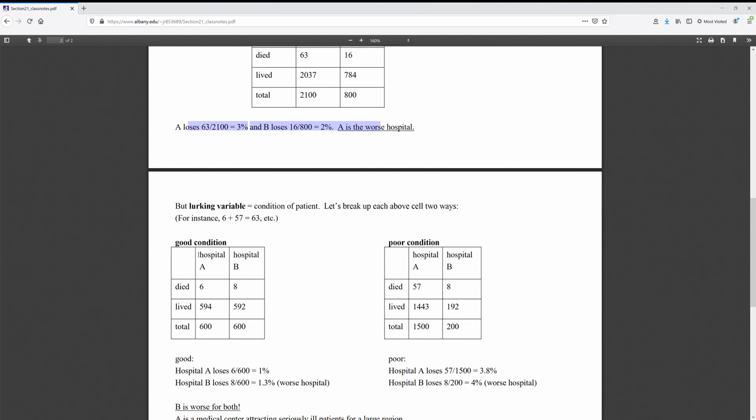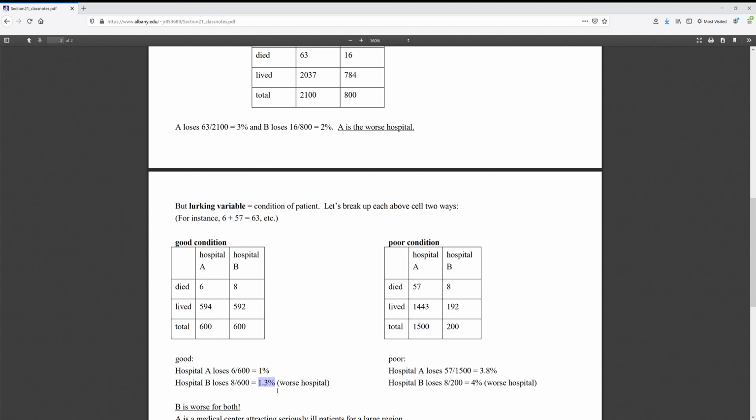If you're talking about patients in good condition, and again, let's just look at what proportion die. So for patients in good condition, 6 divided by 600 of them died. That's 1%. If you're talking about patients in good condition, then for Hospital B, 8 out of 600 of them died, which is 1.3%. So if you're talking about patients who are in good condition, a higher percentage of them died in Hospital B.